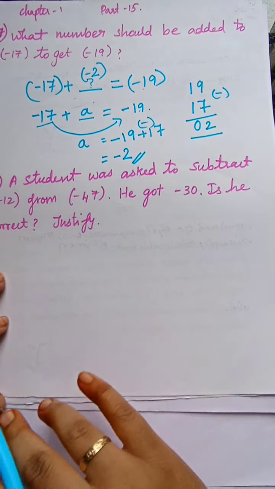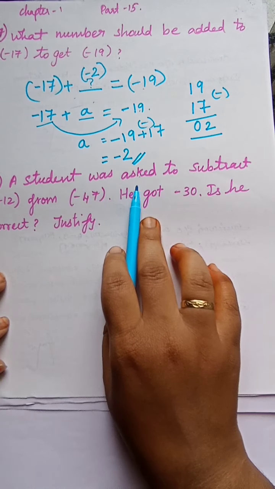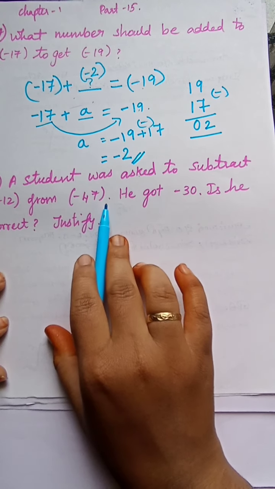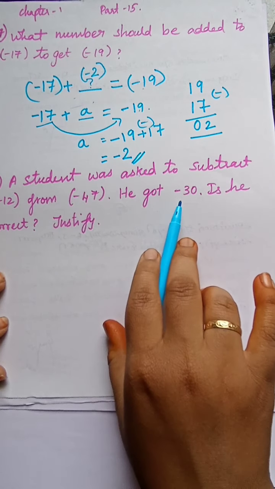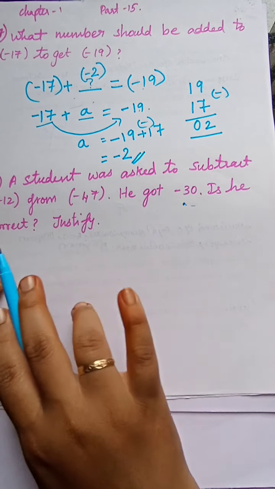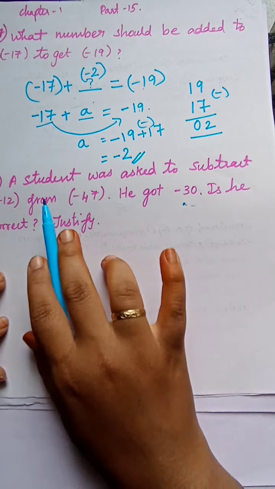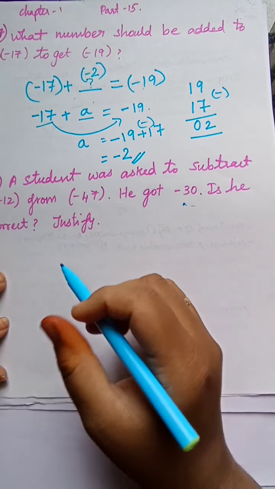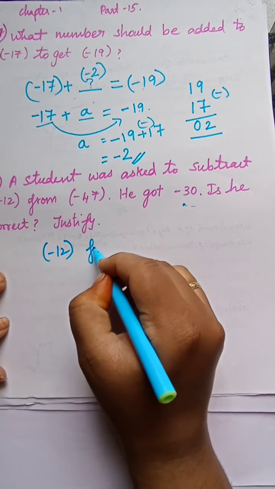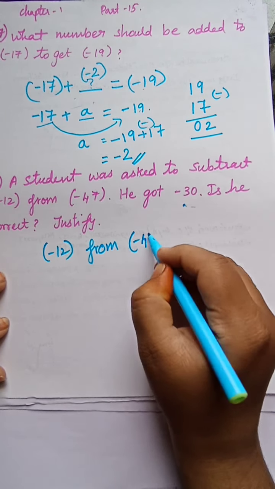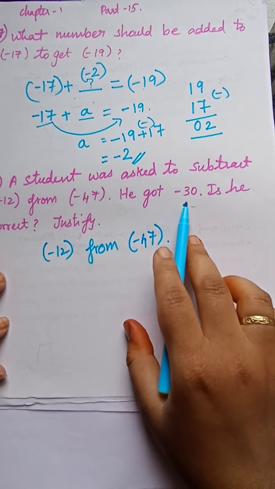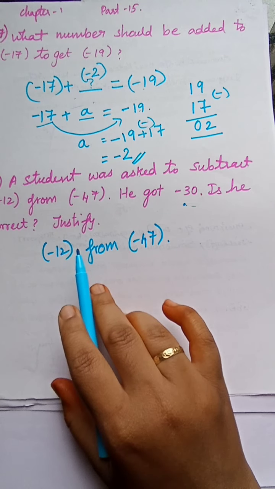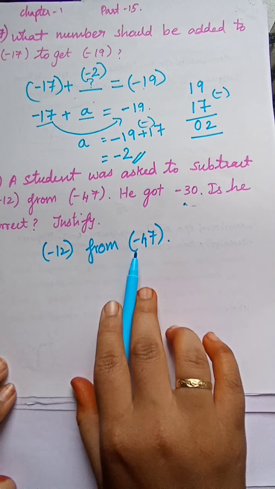Okay, now the next sum, that is the eighth sum. A student was asked to subtract minus 12 from minus 47. He got minus 30. Is he correct? Justify. Clear? A student was asked to subtract minus 12, just write it there, minus 12 from minus 47. He got minus 30. Is he correct? Justify. So here what they are saying is, we have to subtract this from this.